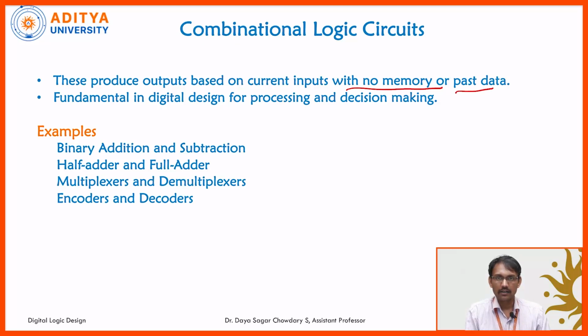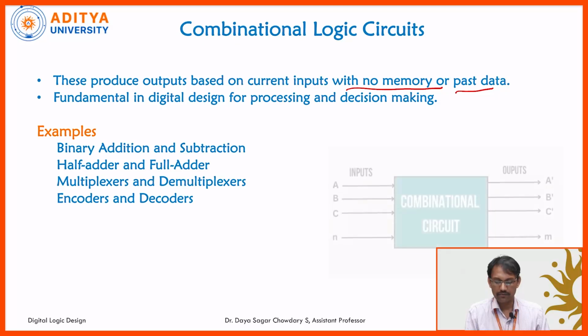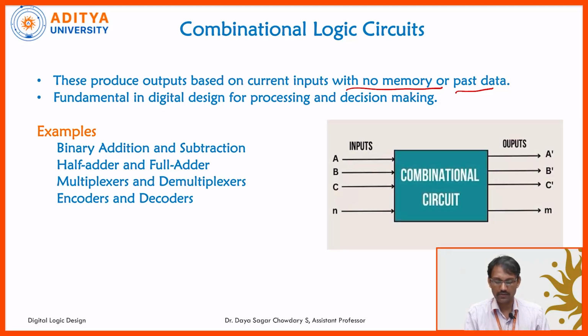That means we can also represent this with a figure. Let us assume this figure contains a block diagram. That is the combinational circuit. It has inputs, that is A, B, C, and so on up to N. These are the inputs, and the outputs are A bar, B bar, C bar, and so on up to M. That means it contains multiple inputs and multiple outputs. This circuit is like an open loop circuit. We apply the inputs, and at the same time we get the outputs.